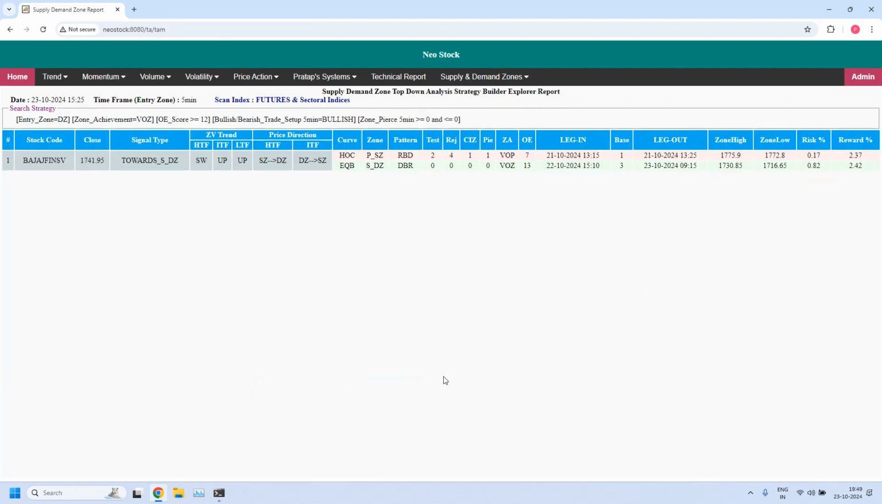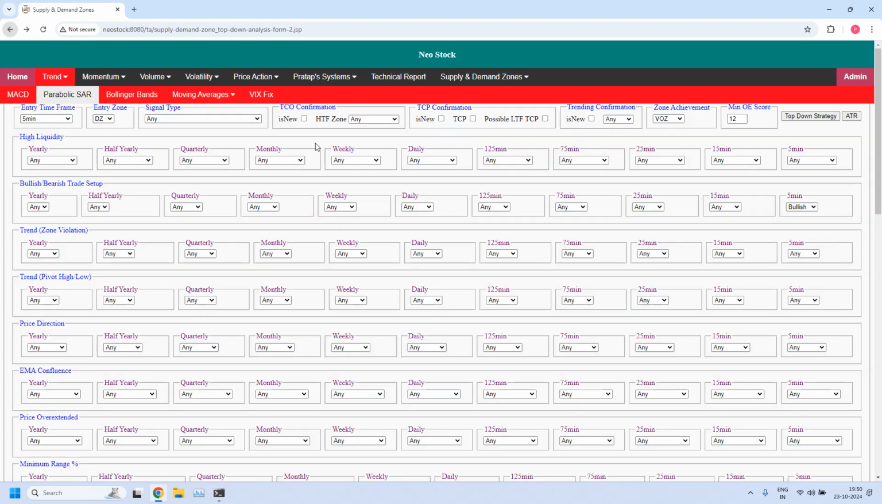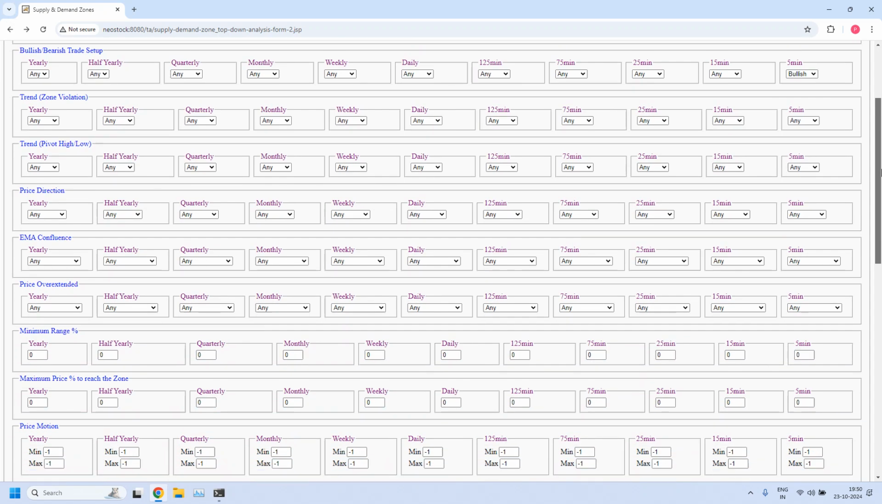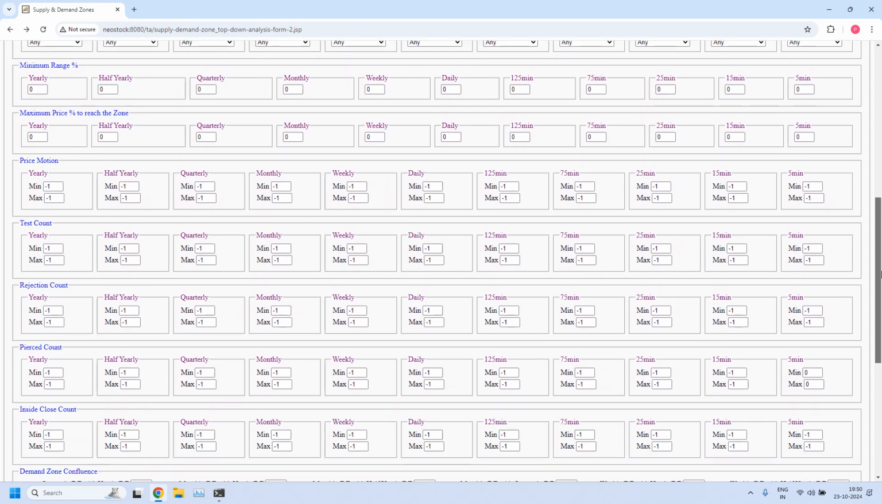Let's verify. We got only one stock. Currently only one stock is supporting the bullish trade setup for hourly income trade. Let's verify whether this zone is having any ITF confluence. That means the 5 minutes demand zone should be part of a 15 minutes demand zone. Let's check whether it is available or not.